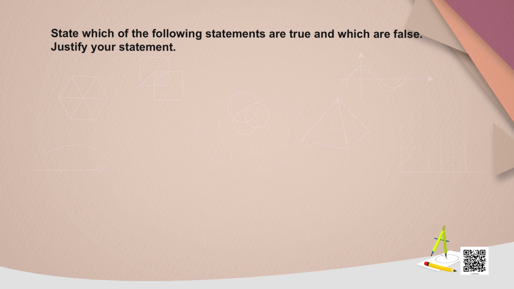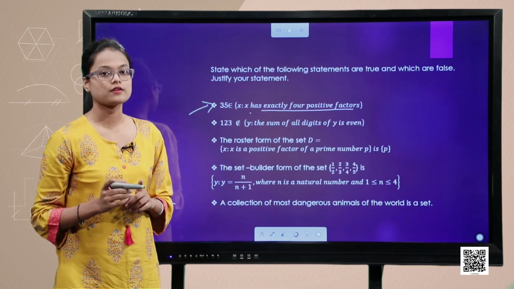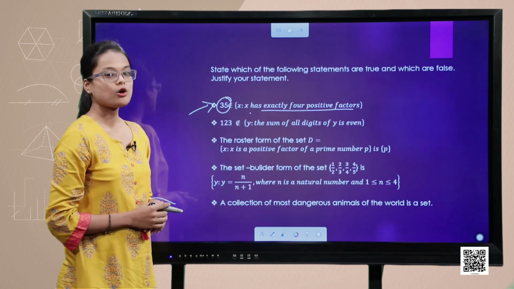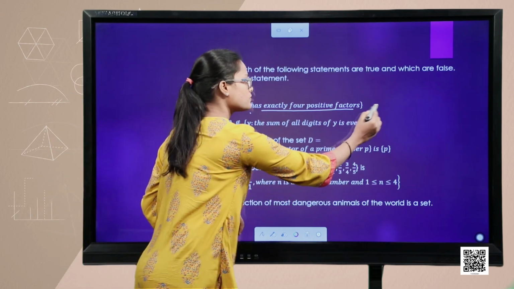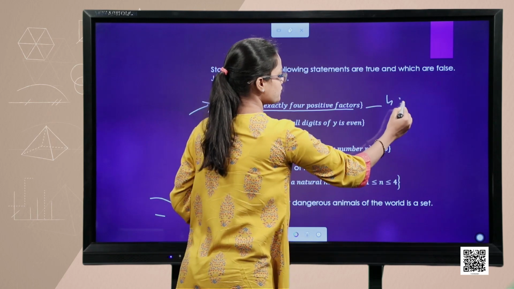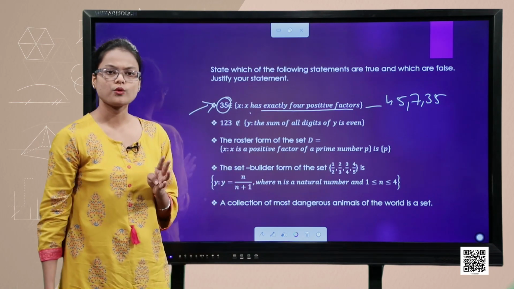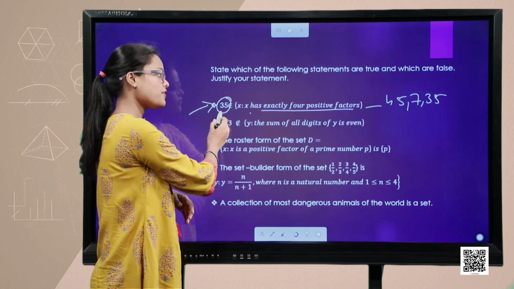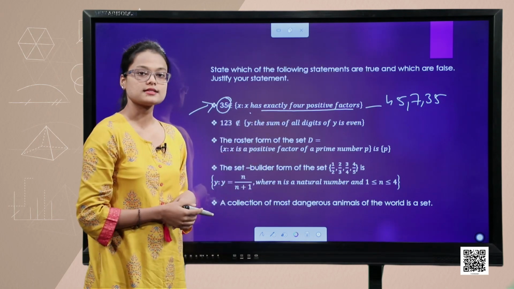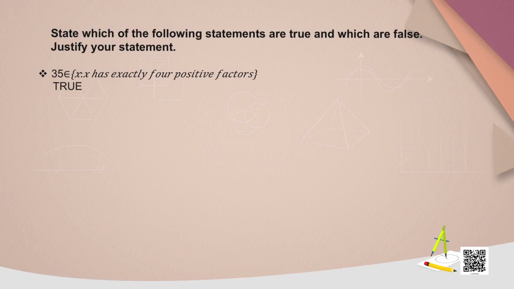In this question, we have to state whether the following statements are true or false. See the first one. 35 belongs to the set of all those numbers which have exactly 4 positive factors. That means we have to see the factors of 35. How many factors of 35 are there? You can see there are 1, 5, 7 and 35. How many factors are there? 4. So this states that 35 yes belongs to the given set. This states that this statement is true.